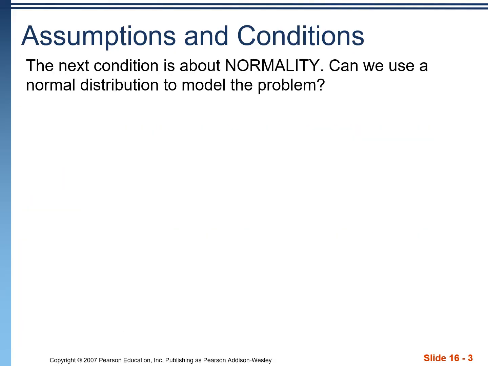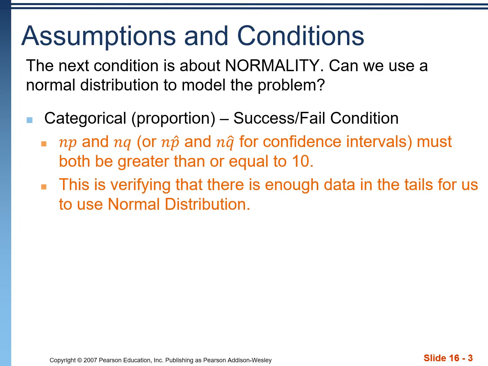Now, the next condition is about normality. Can we use a normal distribution to model the problem? There's two different ways we can check this, and it depends on what type of data we have. So to start with categorical data, this is when we have a proportion. We're going to check the success-fail condition. We want to see, do n times p and n times q both equal values greater than 10? This is what we would check for a hypothesis test. We get that p right from the null hypothesis value. n p-hat and n q-hat is what we would use for a confidence interval, and we use the data from the actual sample. This is verifying that there's enough data in the tails of our distribution so it actually fills out that normal curve and allows us to model it with that normal distribution.